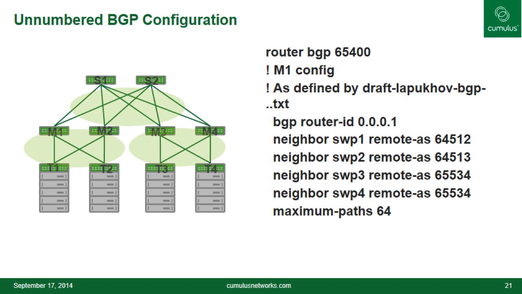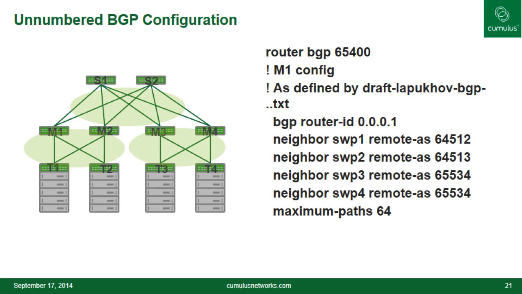So here is what an unnumbered BGP configuration would look like. If you look at the previous one and at this, it looks identical to what OSPF has. Instead of IP addresses, you have interfaces. You say neighbor SWP1, that's the remote AS. Neighbor SWP2, that's the remote AS. Essentially, you've now reduced the amount of information in BGP that is node-specific. There are no IP addresses in this configuration.